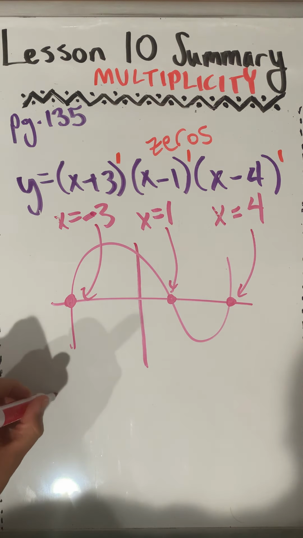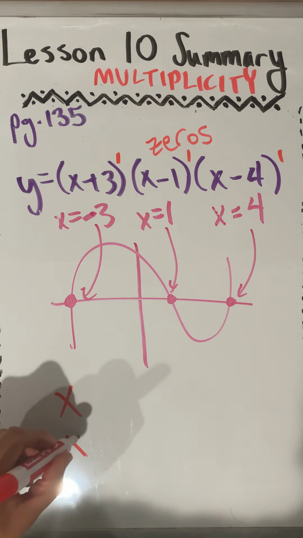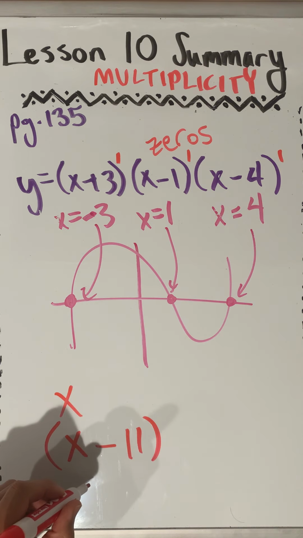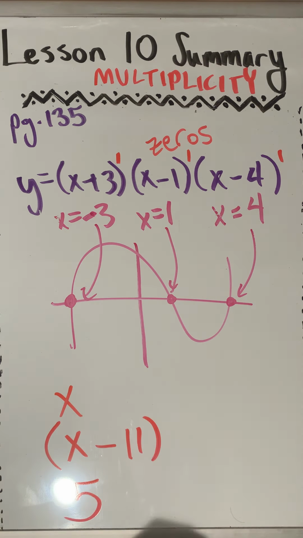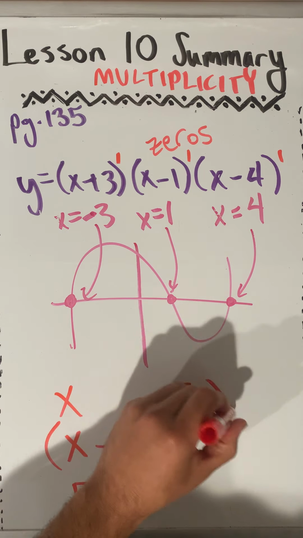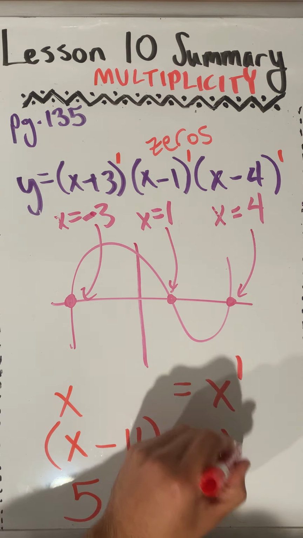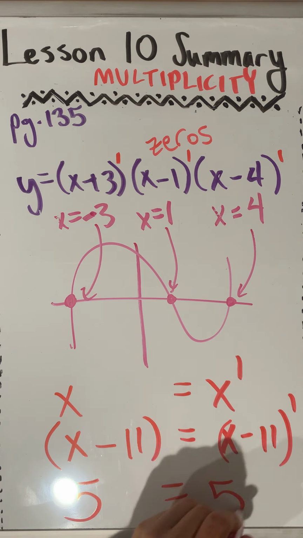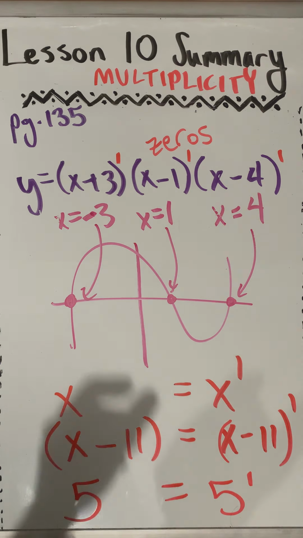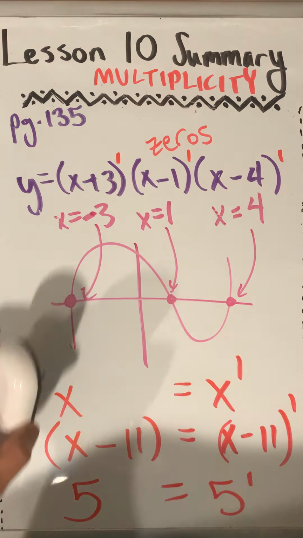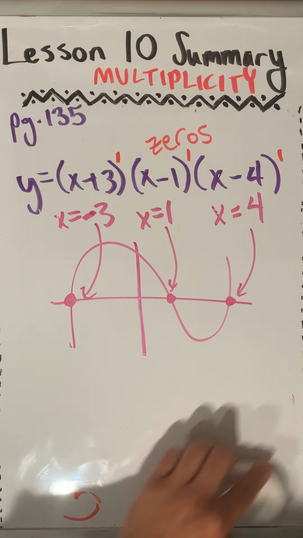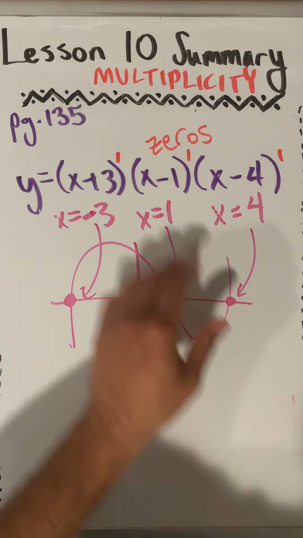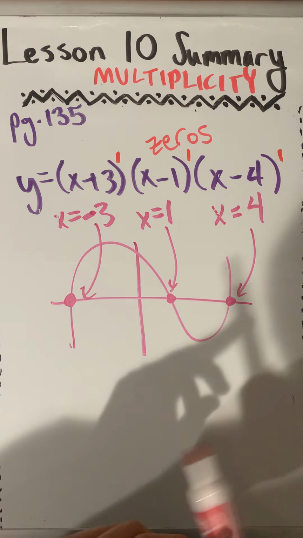Here are some other quantities that have no exponent visible. So x is the same as x to the 1. The quantity x minus 11 is the same as x minus 11 to the first power, and 5 is the same as 5 to the first power. So the multiplicity is 1 for each of those. So each factor, x plus 3, x minus 1, and x minus 4, has a multiplicity of 1. So what does that mean for us?